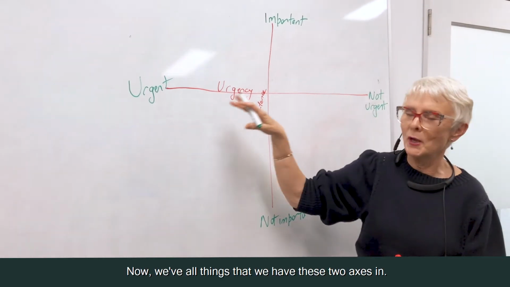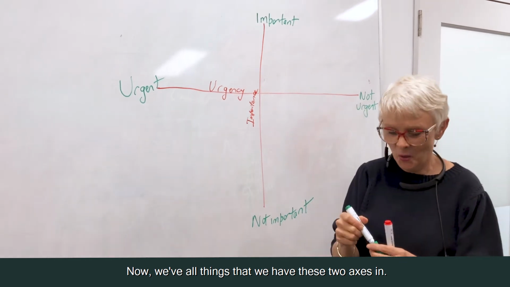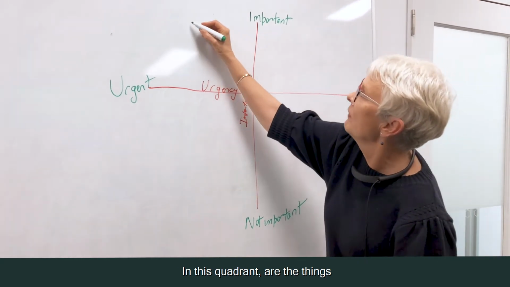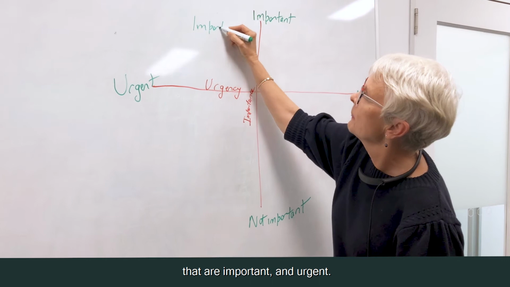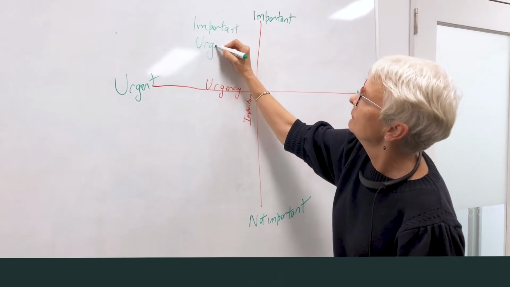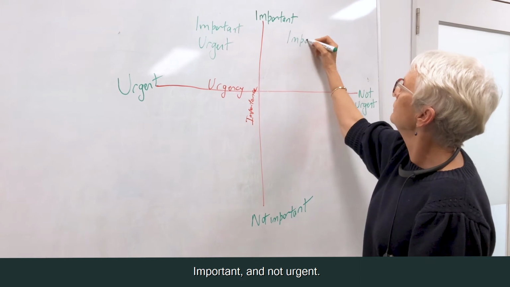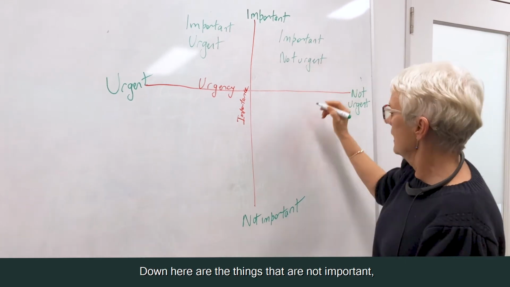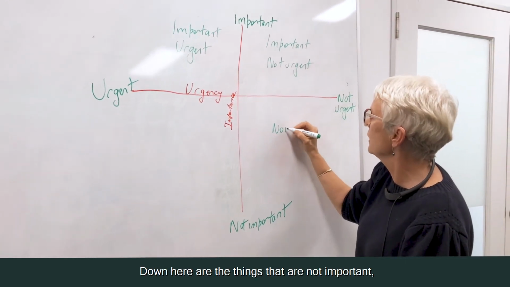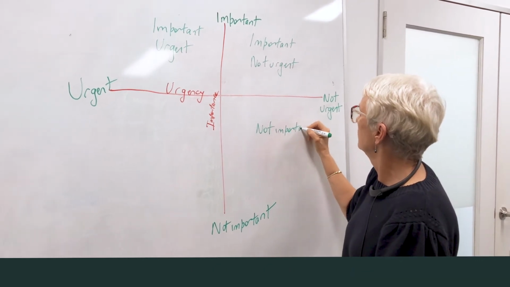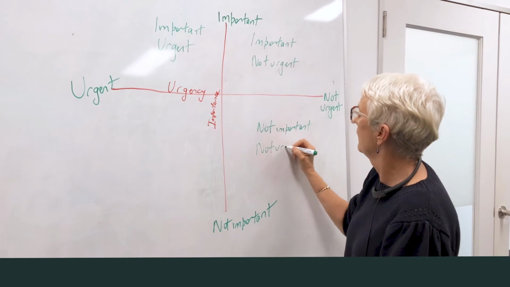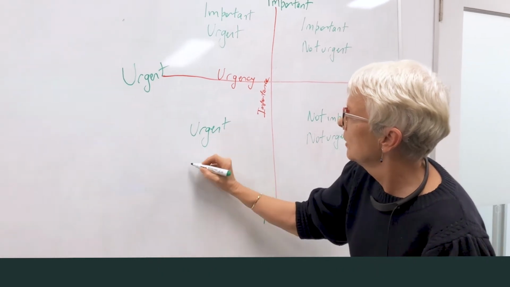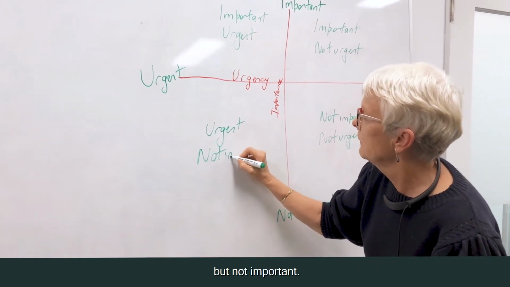Now, with all things that we have these two axes in, we end up with four quadrants. In this quadrant are the things that are important and urgent, important and not urgent. Down here are the things that are not important and not urgent. And over here we've got the things that are urgent but not important.